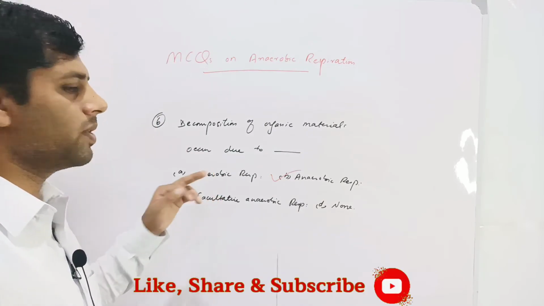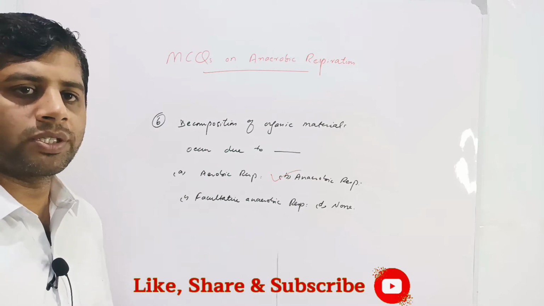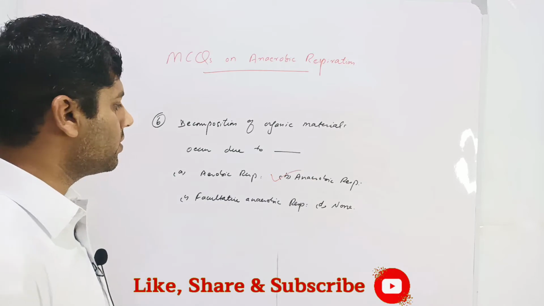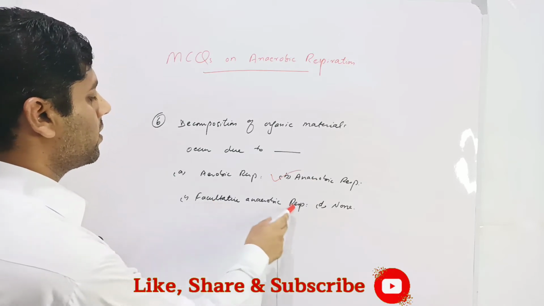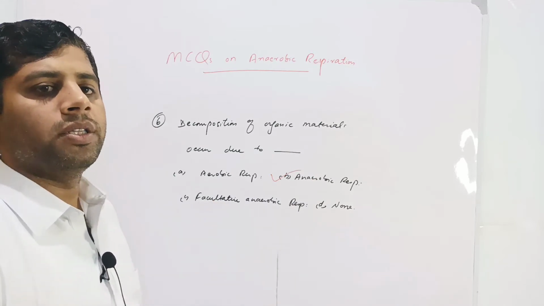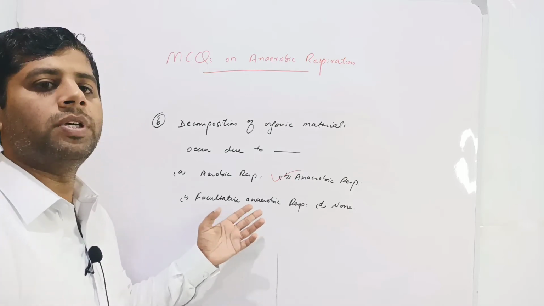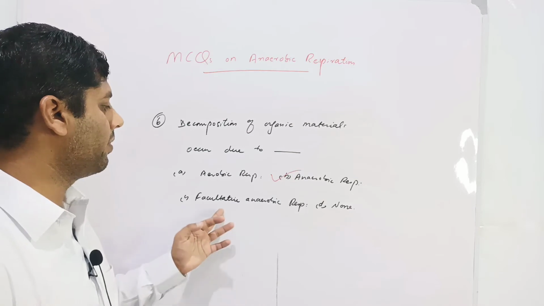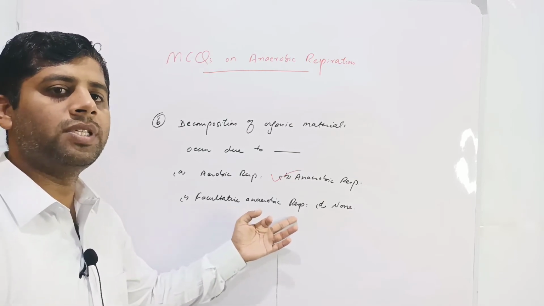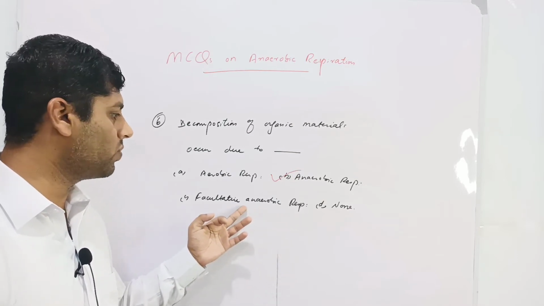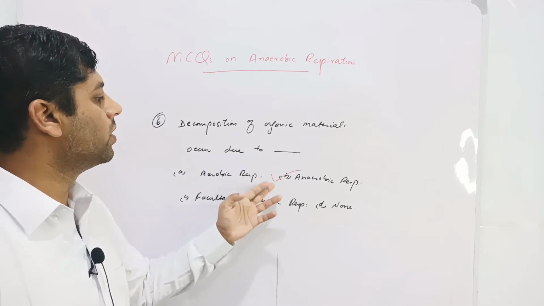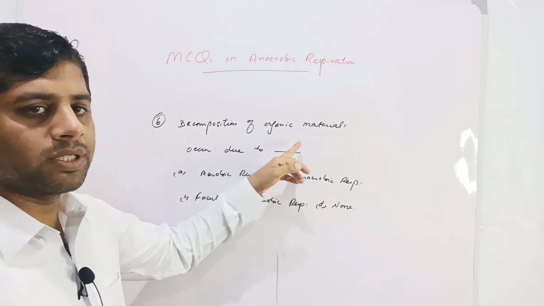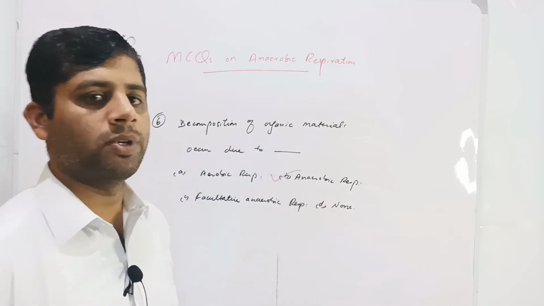We know that aerobic respiration means the respiration in which oxygen is consumed. The anaerobic respiration is in the absence of oxygen. Facultative anaerobic respiration, these bacteria are basically anaerobic, but if they are provided with oxygen, they can consume oxygen, and these are called facultative anaerobes. It means they can carry out both aerobic as well as anaerobic respiration. So the correct option is anaerobic respiration because most often the organic materials are decomposed by anaerobic bacteria.